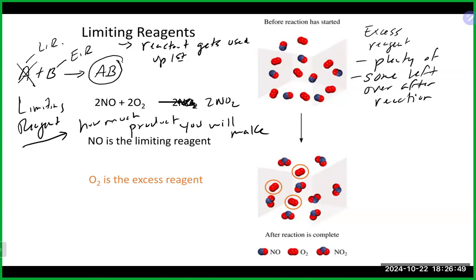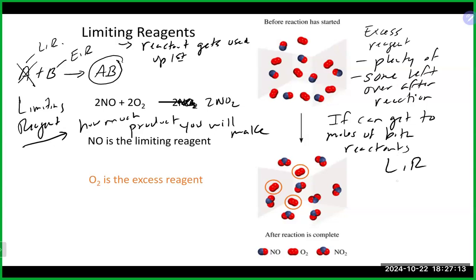So how do you know if it's a limiting reagent problem? There's a very simple thing to look at to know, hey, this is a limiting reagent problem. Pretty much this is what you would look for: if you can get to moles of both of your reactants, or all your reactants really, it's a limiting reagent problem. So if you have enough information given to you that you can very easily convert whatever they gave you into moles of each reactant, it is a limiting reagent situation and you need to determine which one's the limiting reagent.